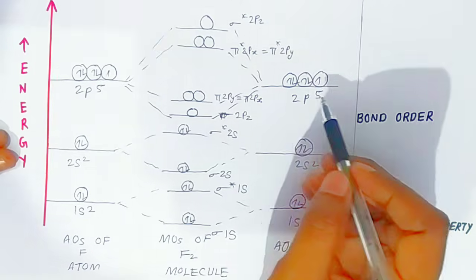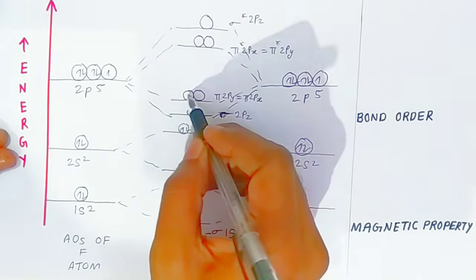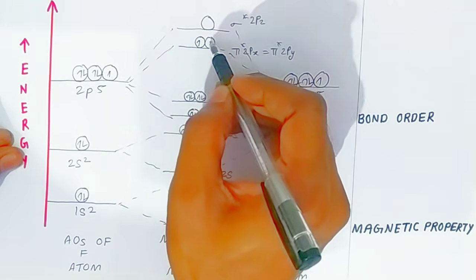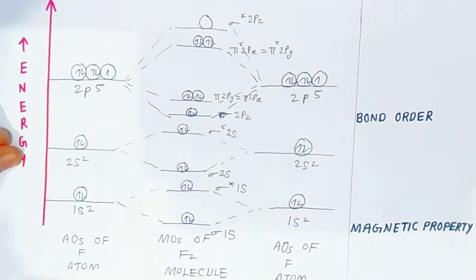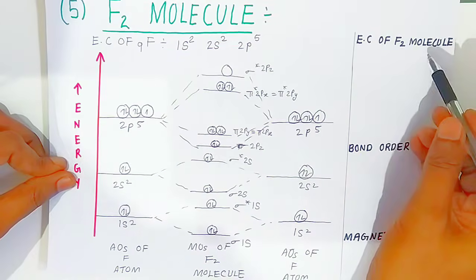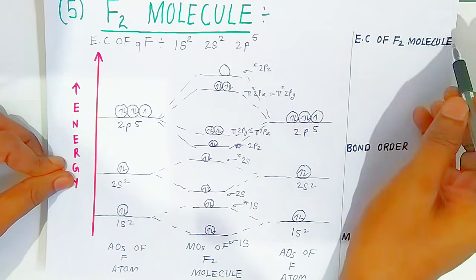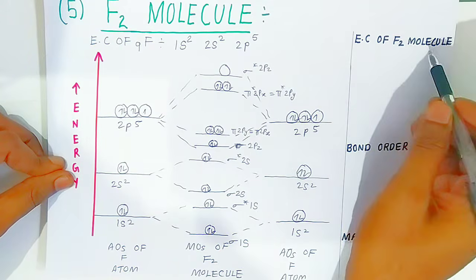Okay, students. Now we are going to fill 10 electrons. 6 electrons will go to the bonding molecular orbitals, and the remaining 4 electrons will go to the anti-bonding molecular orbitals. First the one electron, then the pairing will take place. Now students, we are writing the electronic configuration of fluorine molecules. Now we have already filled the electrons. Now we will write down the molecular electronic configuration of fluorine molecule.